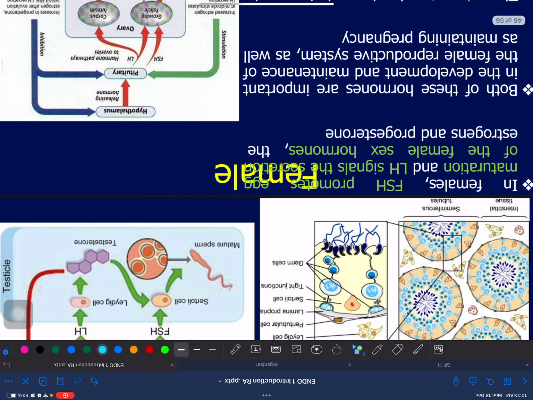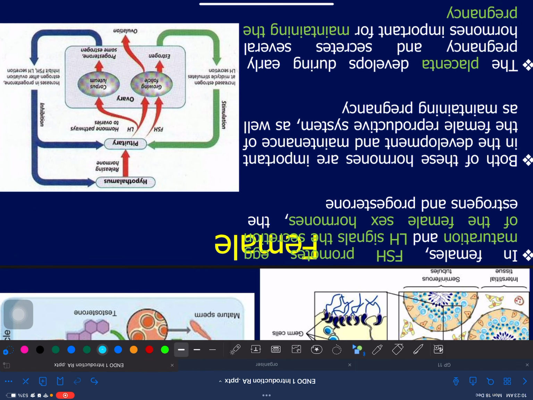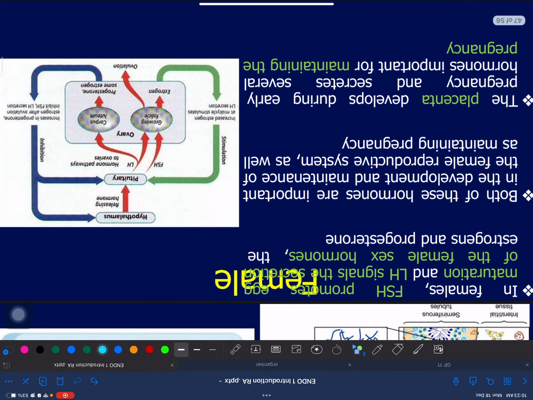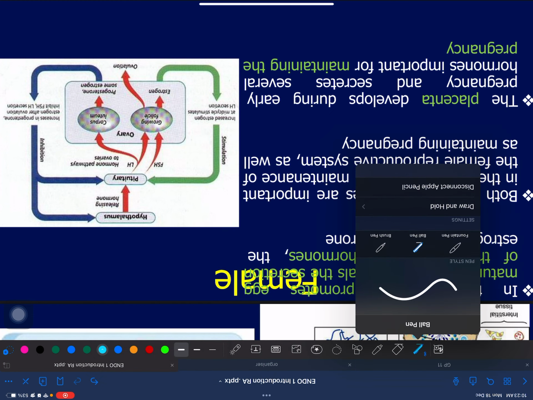Okay. In female, FSH promotes egg maturation and LH signals the secretion of female sex hormones, such as estrogen and progesterone. Okay, so this is the function of the LH. Both hormones FSH and LH are important for development of the female reproductive system or the secondary sexual characteristics, as well as maintaining the pregnancy. Okay, the placenta also secretes several hormones important for maintaining the pregnancy.